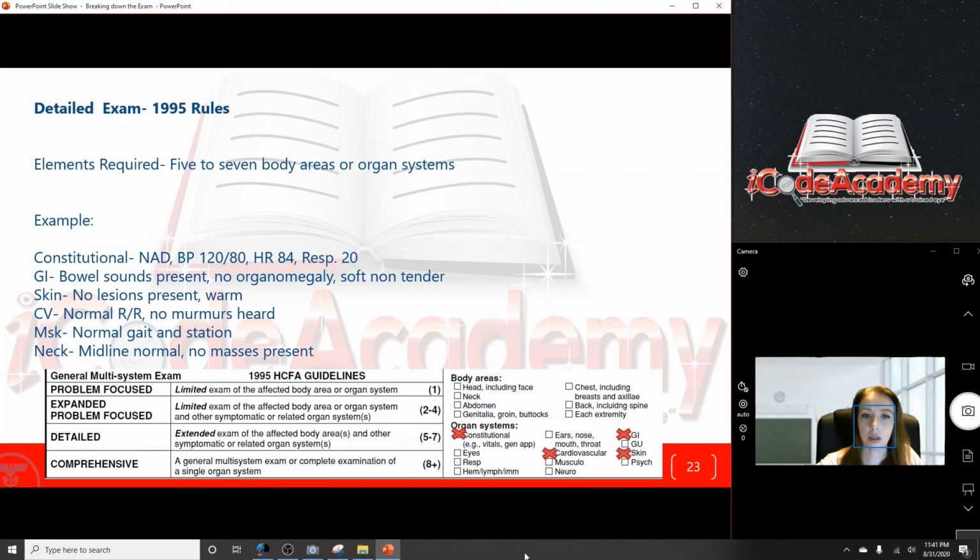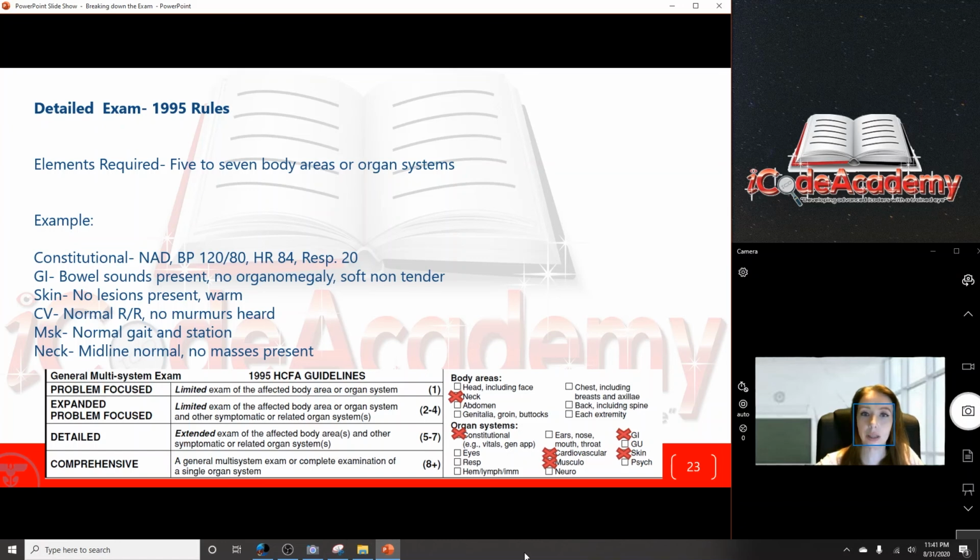MSK, musculoskeletal, normal gait and station. Got it. And last, neck. Midline normal, no masses present. All right. Well, it looks like I've got some organ systems and body areas. Can I do that for a detailed exam? Yes. 100% acceptable with the first 3 levels.